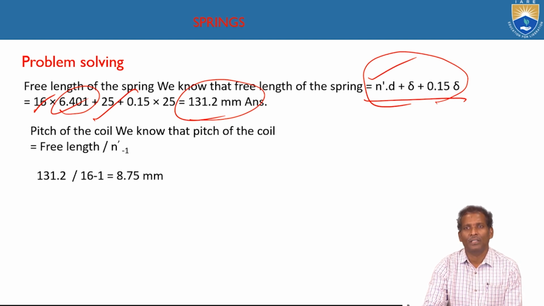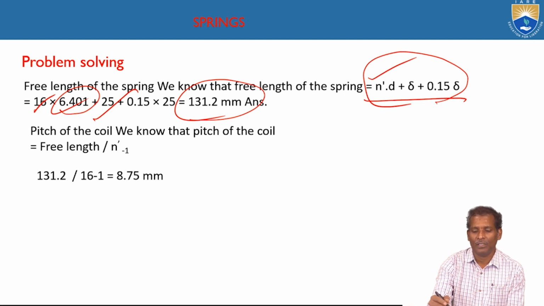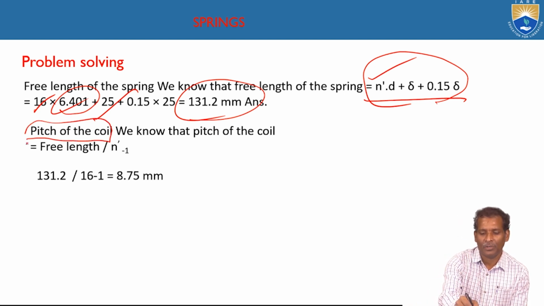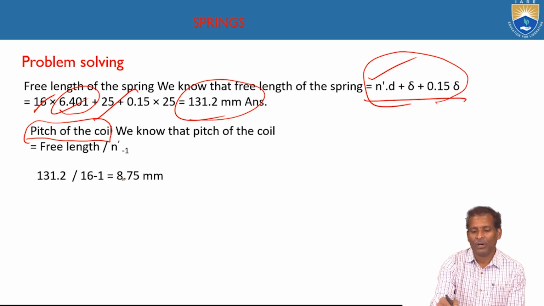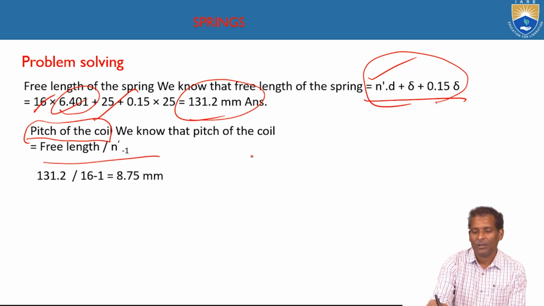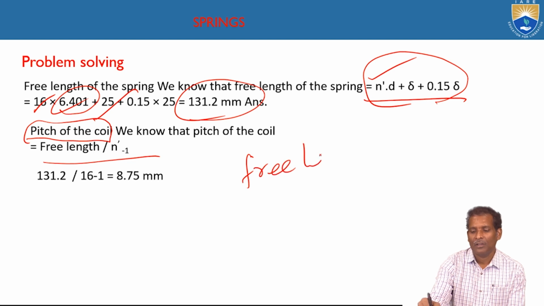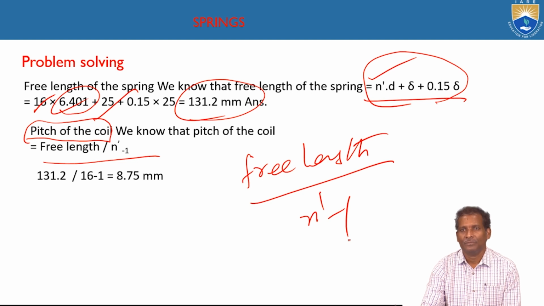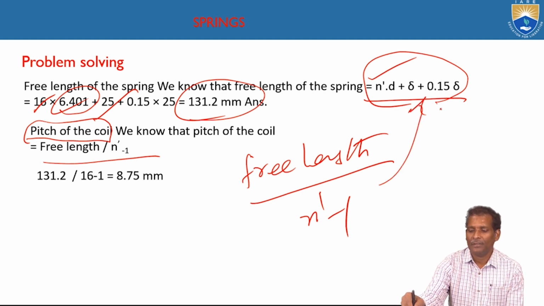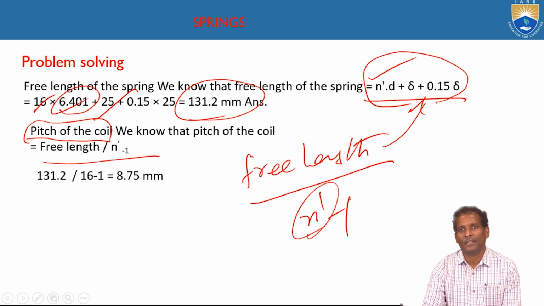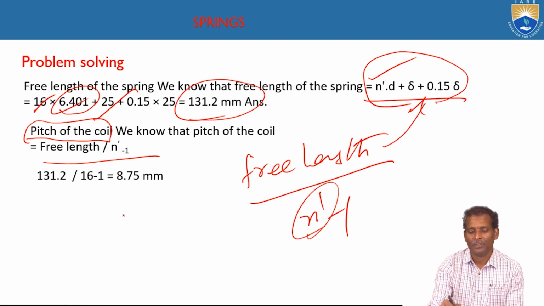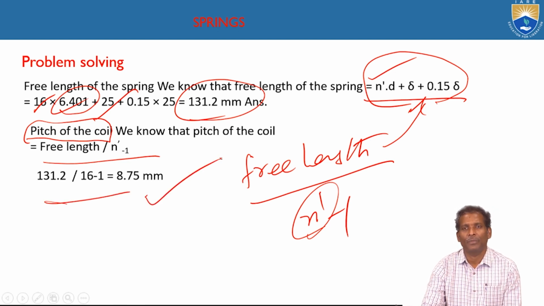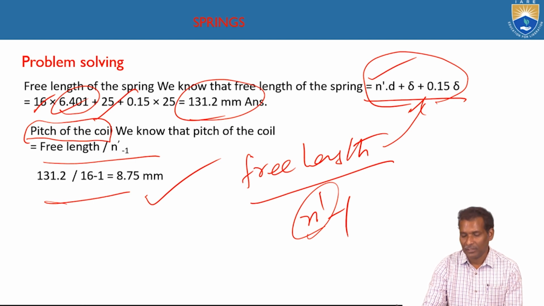So the pitch of the coil, we need to calculate the pitch of the coil. The formula is free length upon n dash minus 1. The free length is already calculated here, and n dash we calculated in the previous step. Substitute those values and you will get 8.75 mm. So this is the free length of the spring.